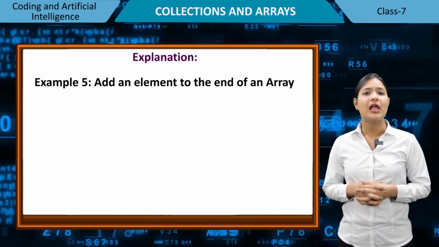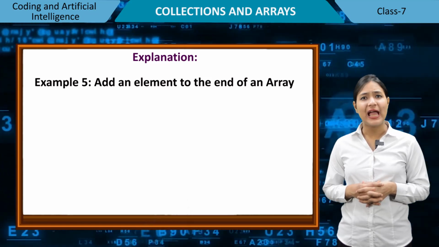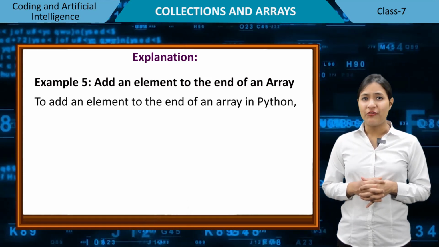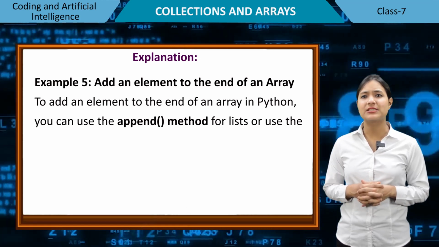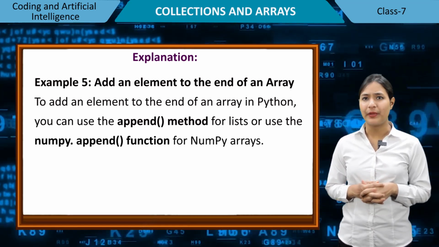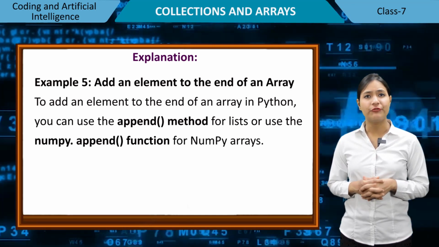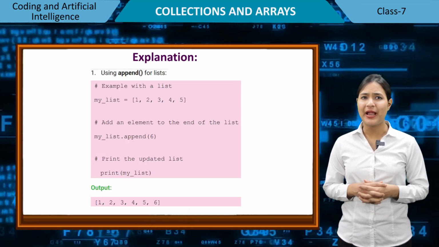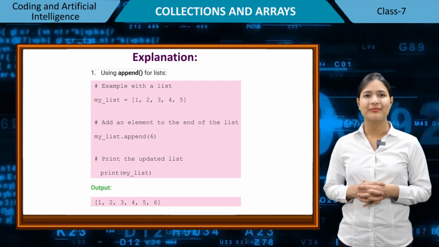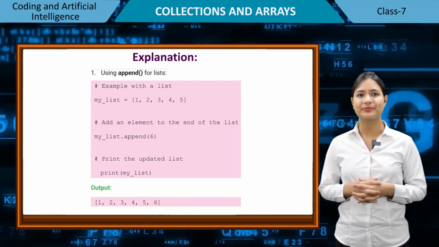Example 5. Add an element to the end of an array. To add an element to the end of an array in Python, you can use the append method for lists or use the numpy append function for numpy arrays. First, using append for lists. Output. Explanation.